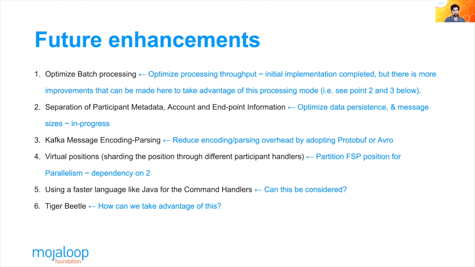The fifth point here is about using a faster language, like Pedro mentioned. Potentially something like Java could be considered on the command handlers. It's definitely an option, something that could be considered in future. And the final point here is about Tiger Beetle. You'll hear more about that, I think, after this presentation. I'm very interested to see how we can take advantage of that and how the POC can be modified to see how it can impact the performance of the POC itself.